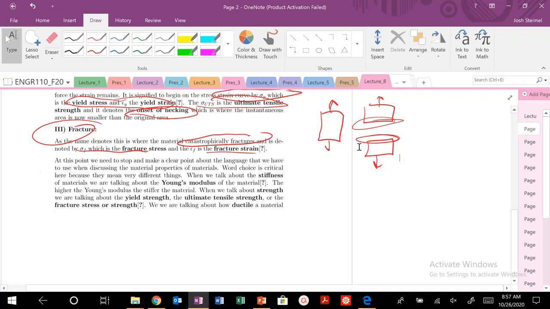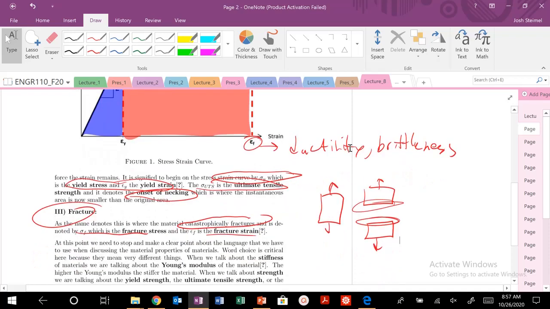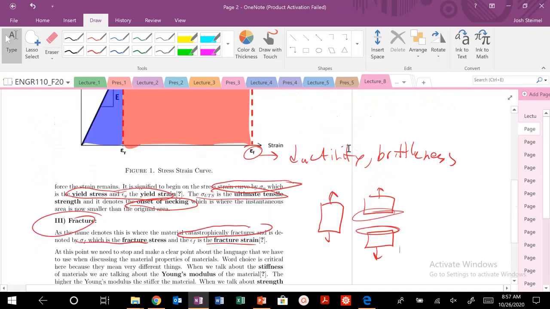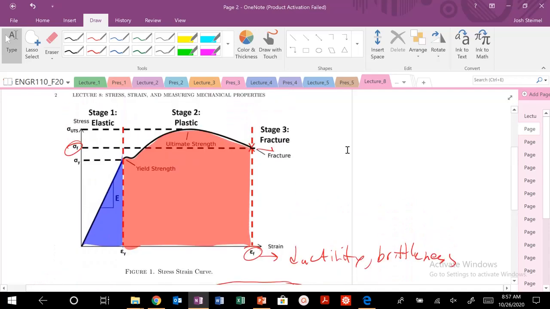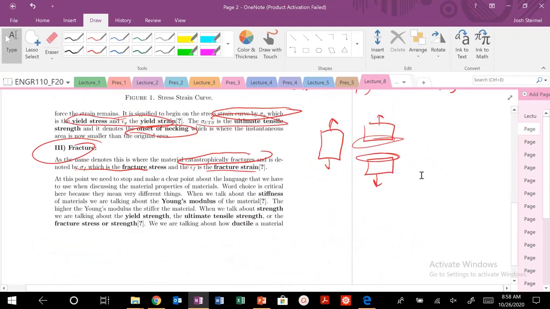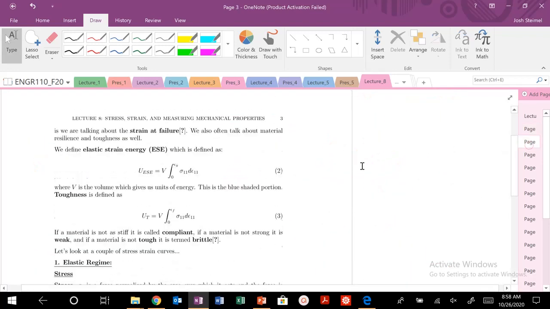Yeah, so there's a couple other properties that we can look at in the stress strain curve as well. So one is this elastic strain energy. Elastic strain energy is just the volume of your material times the integral from 0 to epsilon_Y of sigma d-epsilon. So it's essentially the integral under this curve right here.